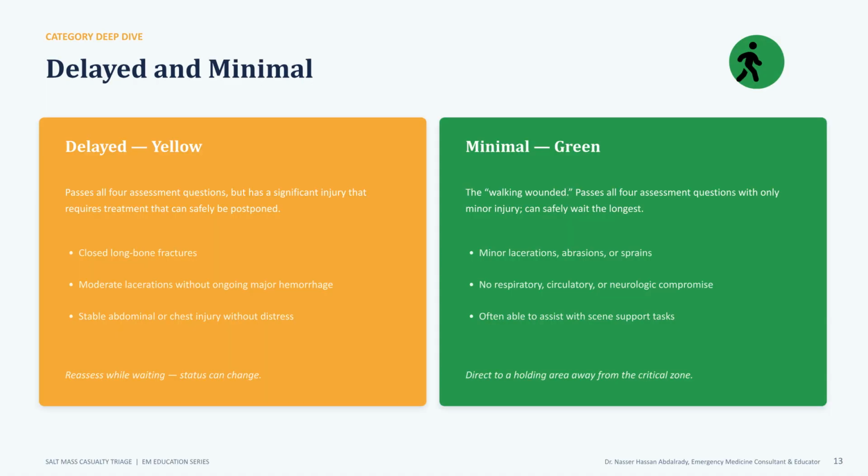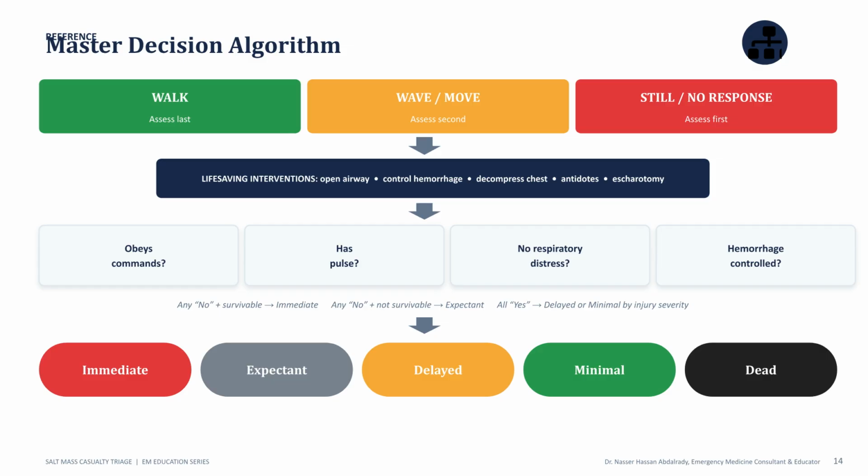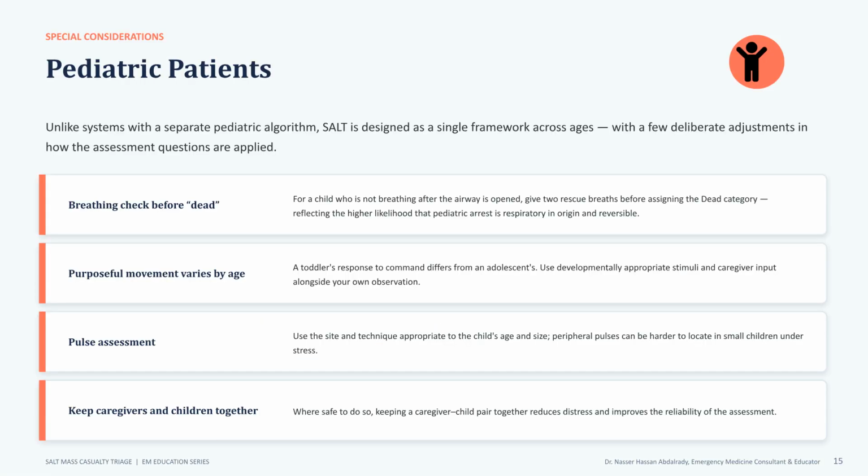Delayed or yellow patients have significant injuries but can safely wait for treatment. Minimal or green patients have minor injuries and can often assist with scene support tasks while waiting. This master algorithm summarizes the flow, from global sorting commands to life-saving interventions through individual assessment questions, ultimately determining the patient's triage category. Finally, when managing pediatric patients, SALT uses a unified framework with minor adjustments. These include checking for breathing before categorizing as dead, and maintaining caregiver-child pairs to reduce distress and improve assessment reliability.